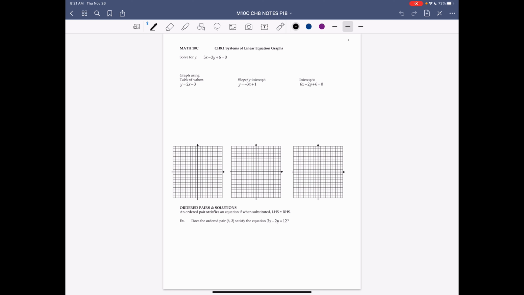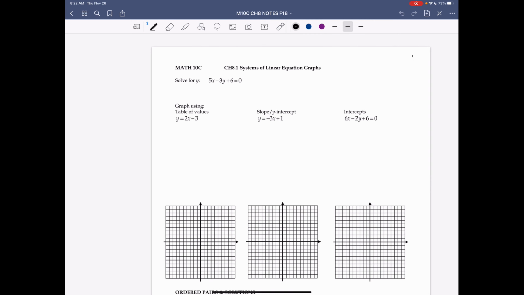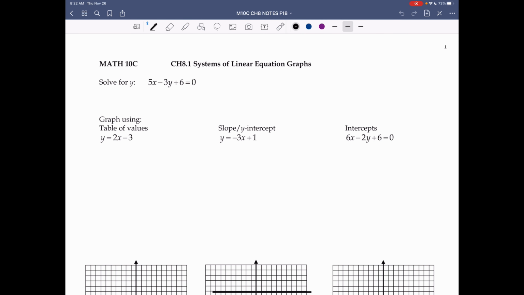Chapter 8.1, Systems of Linear Equation Graphs. Solve for y. 5x minus 3y plus 6 equals 0. What does it mean by solve for y? In this case, we're not finding the actual value because we have two variables. We can only solve if we have just one variable. So what it really is saying is isolate y.